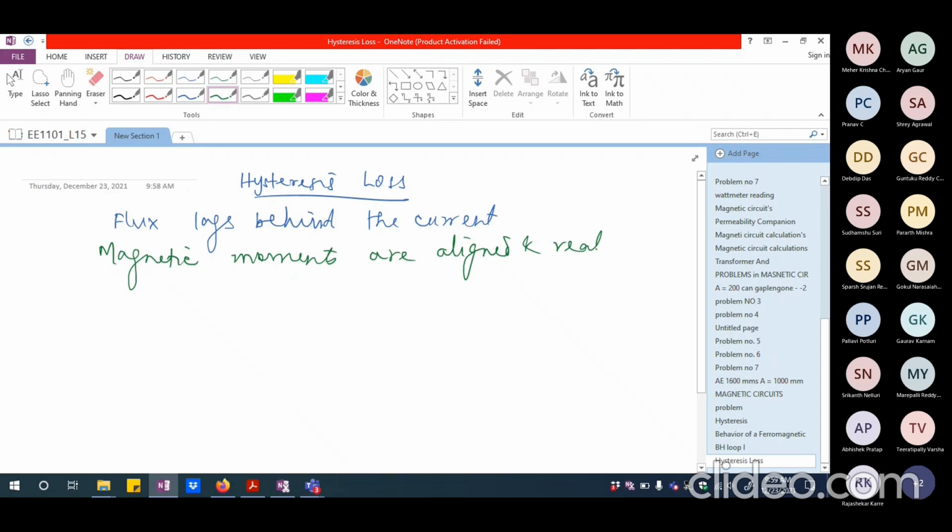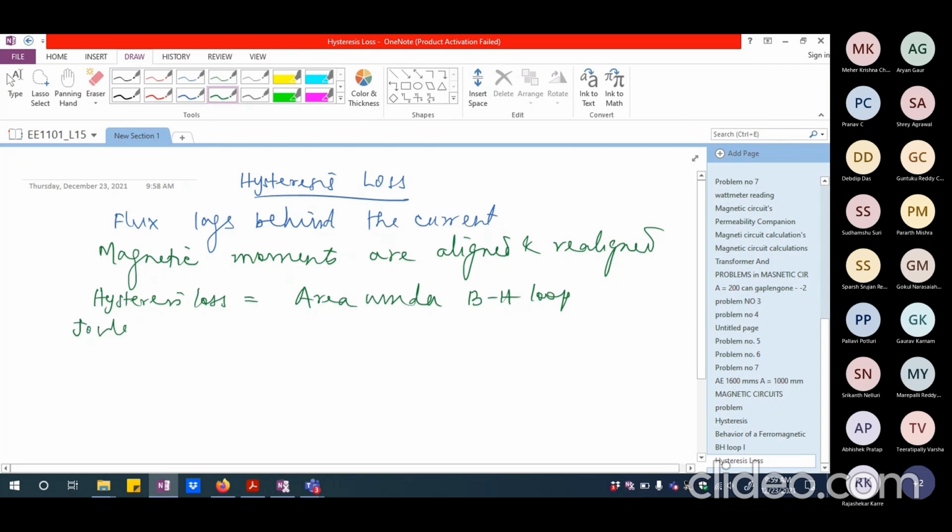And that is the reason why, the higher the frequency, you are going to see more loss, because hysteresis loss, we said, is the area under the BH loop. This is hysteresis loss in terms of joules per meter cube per cycle.